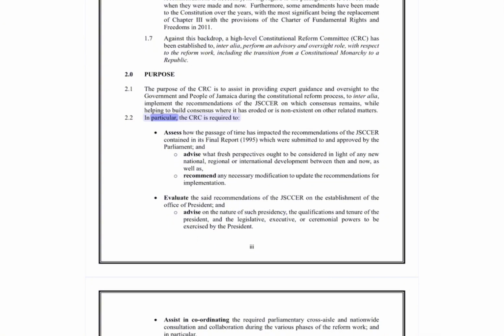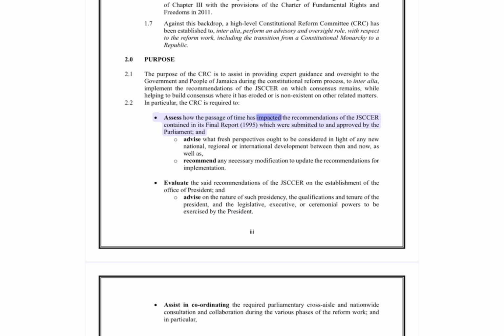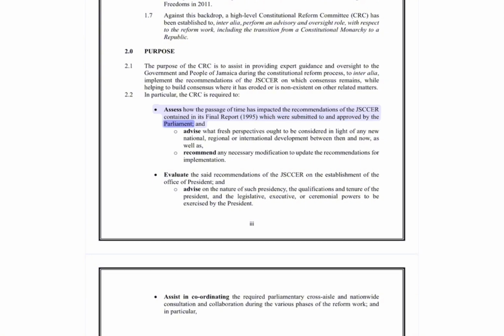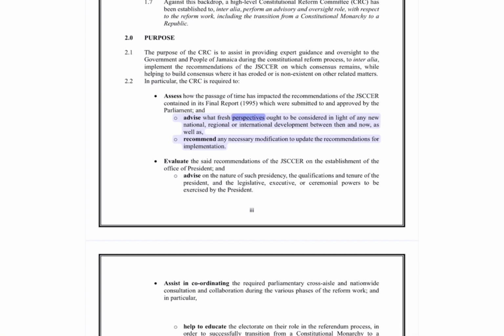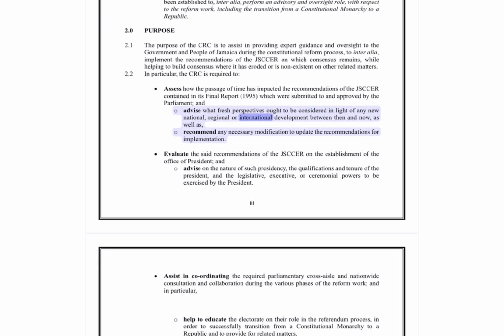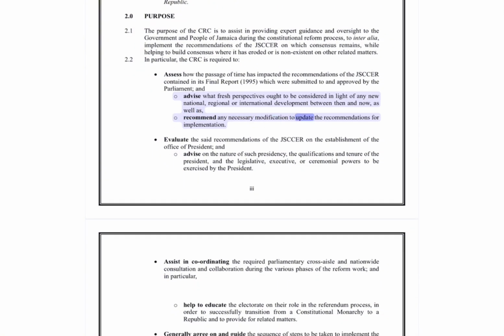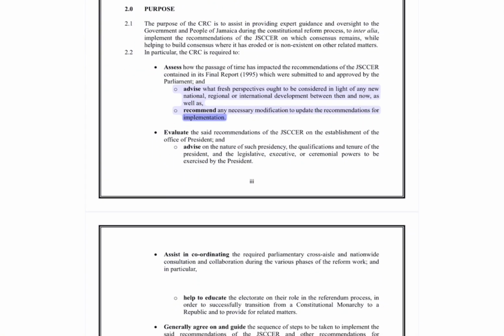In particular, the CRC is required to assess how the passage of time has impacted the recommendations of the JCCR contained in its final report, 1995, which were submitted to and approved by the Parliament, and advise what fresh perspectives ought to be considered in light of any new national, regional, or international development between then and now, as well as recommend any necessary modification to update the recommendations for implementation.